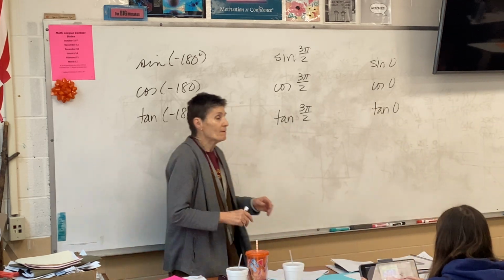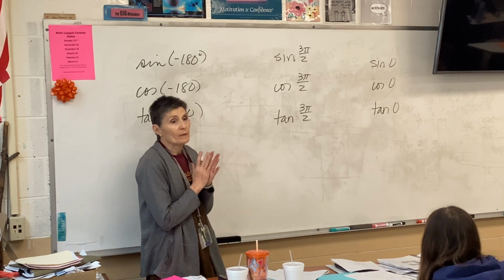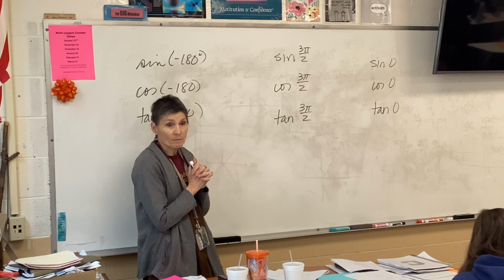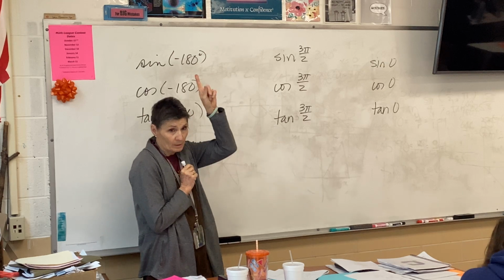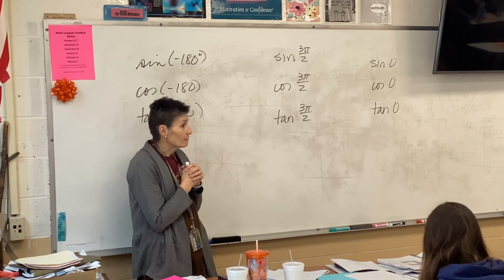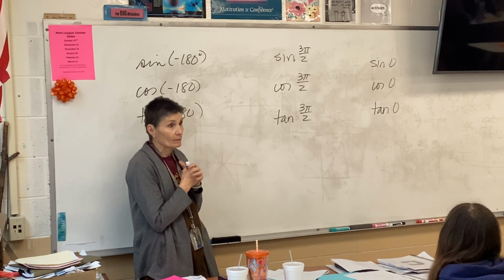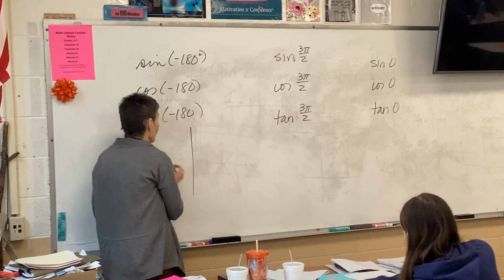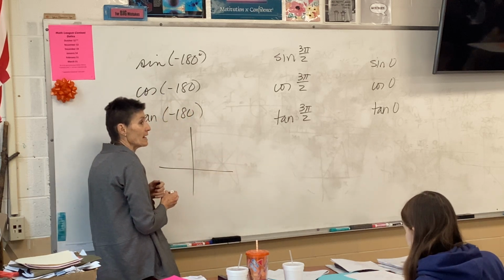All right, so right before lunch, we did 90 degrees. And what was special about 90? Straight up, right? So we do a circle, right? We found X, Y, and R, all right? So now we're going to do the same thing because where is negative 180?